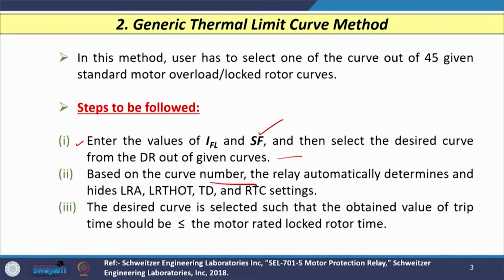Based on the curve number which we have selected, the relay automatically determines or calculates the values of LRA, LR hot, TD and RTC settings. Then the desired curve is selected in such a way that the obtained value of trip time should be less than or equal to the motor rated locked rotor time. This is a very important point we need to consider.